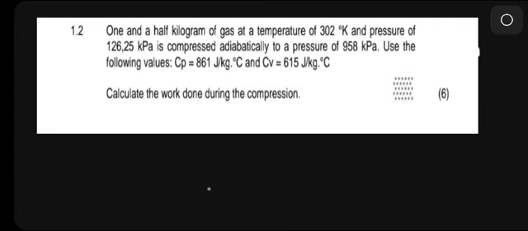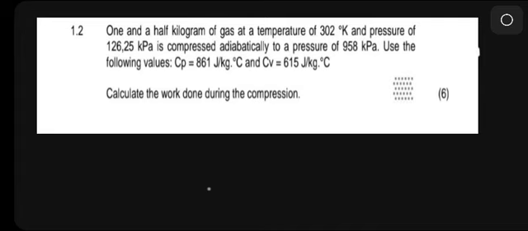Use the following values. We have been given the specific heat capacity Cp of 861 joules per kg, and the specific heat capacity at constant volume of 615 joules per kg. Calculate the work done during the compression.